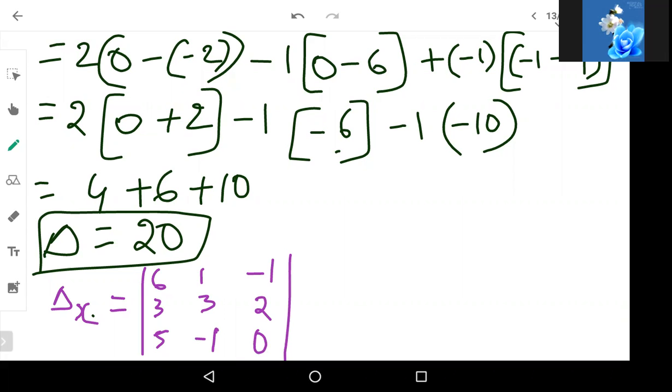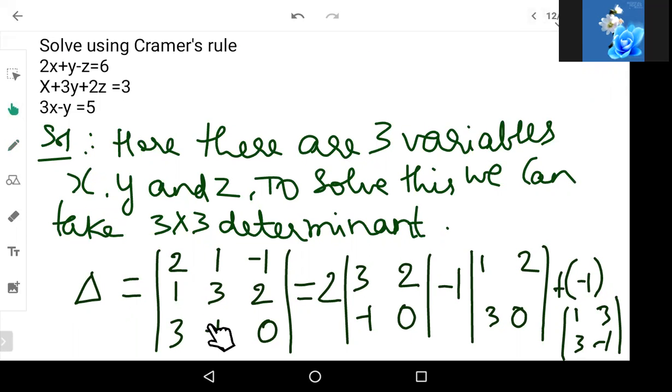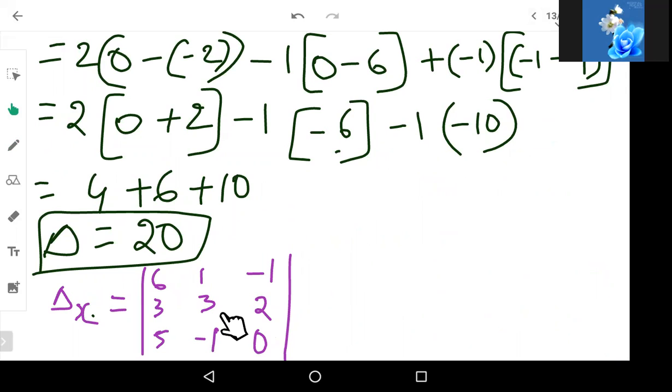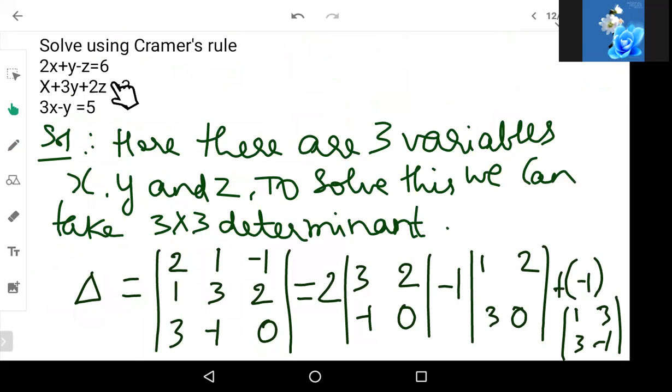Okay, so if you see here, from this matrix to the other matrix, what has changed is only the first column. That is, instead of 2, 1, 3, I have taken 6, 3, and 5. Now, like how you solved this determinant, similarly you have to solve this determinant also. Now forming the determinants is the only confusing part. That is also very easy because all the numbers are given in the question for you.